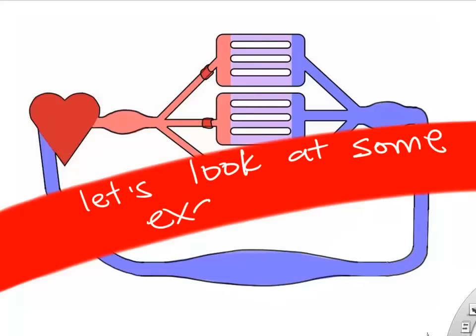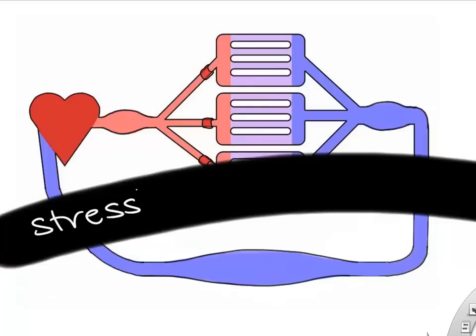So let's look at some real-life examples and see if this makes sense. So we're basically thinking about cardiac output and total peripheral resistance.